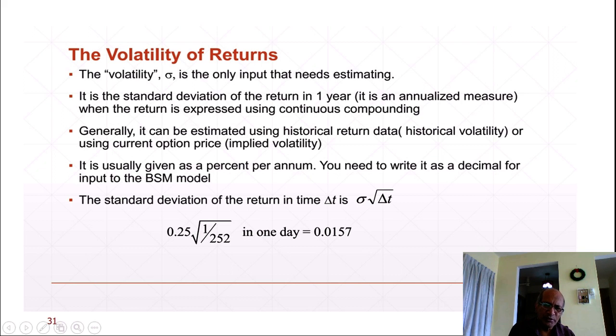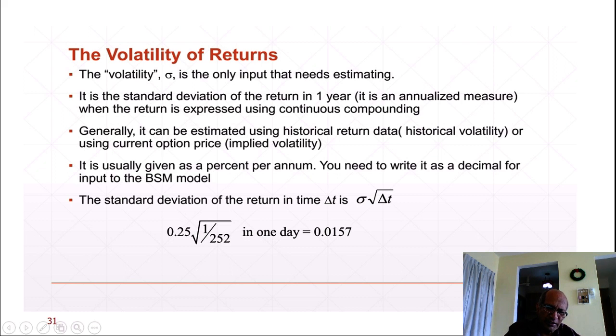Generally, it can be estimated using historical return data. That's what we call historical volatility. Or you can use the current option price itself as the implied volatility. It is usually given as a percentage per annum. You need to write it as a decimal to input in the BSM model, because in the BSM model, the standard deviation is 0.2 for 20% per annum, 0.3 for 30%, and so on. Let's say in this case, there is an example with 0.25.